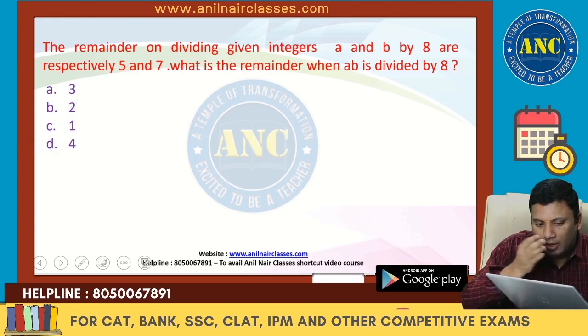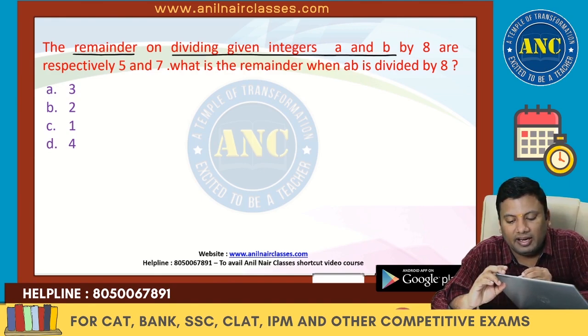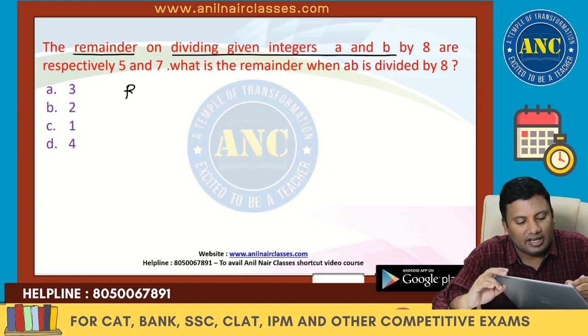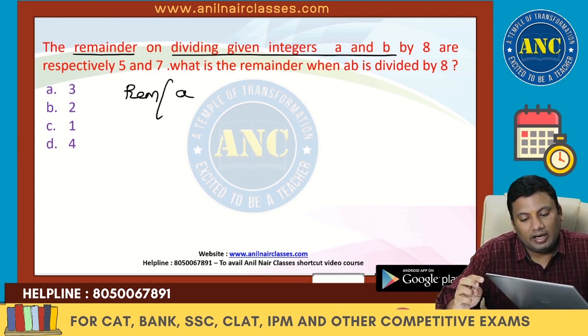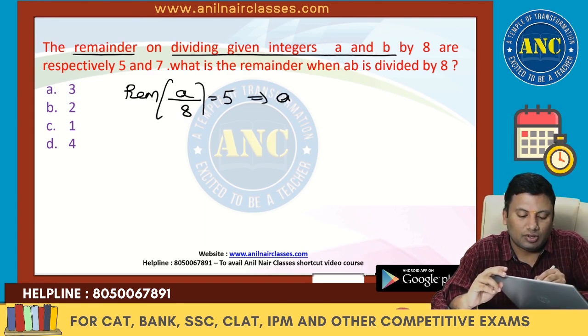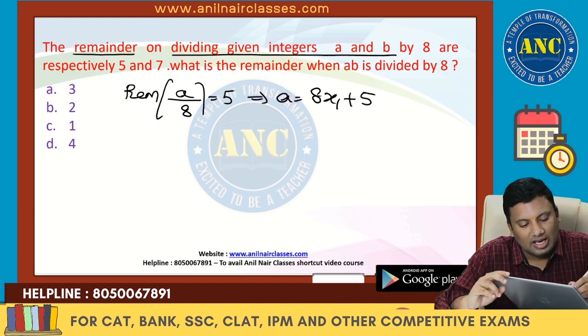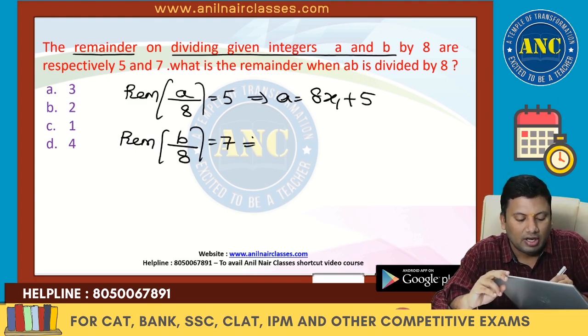Next one. First read the question, you will get the idea. The remainder on dividing given integers a and b by 8. A is divided by 8 and the remainder is 5, so a is 8x1 plus 5, where x1 is the quotient. Similarly, there is another integer b. B when divided by 8 leaves remainder 7, so b is 8x2 plus 7.